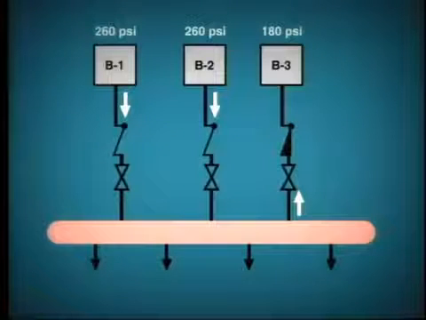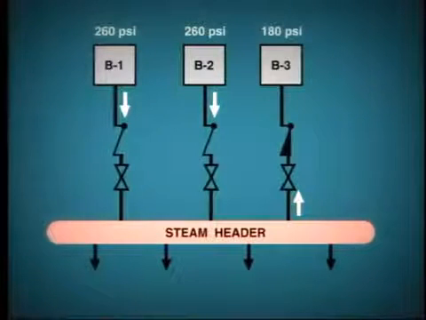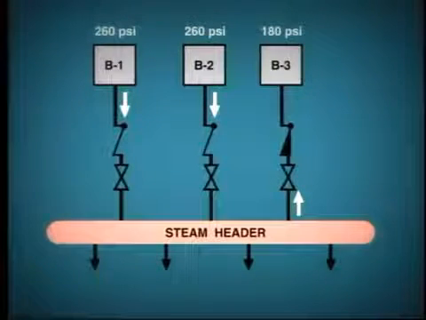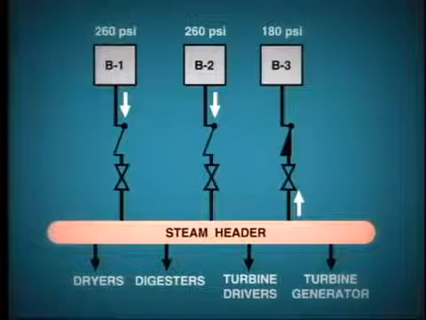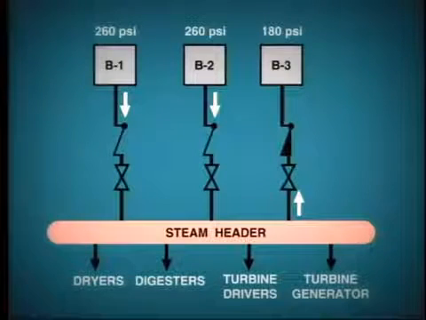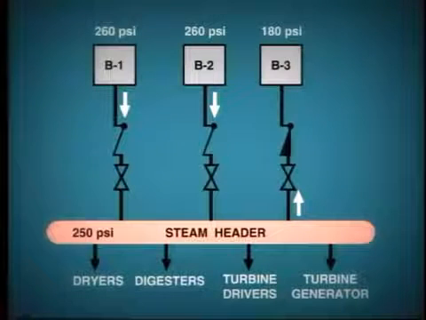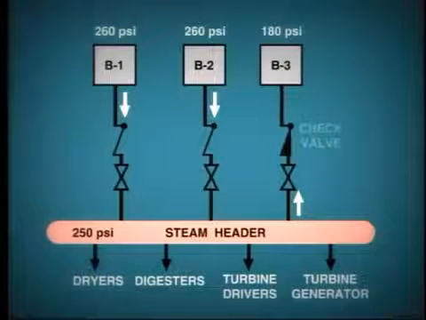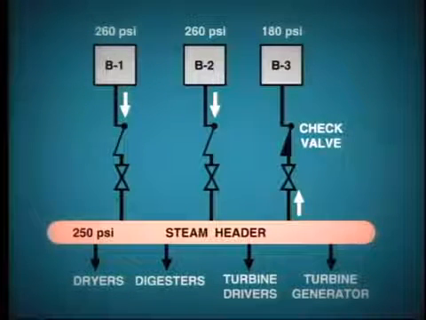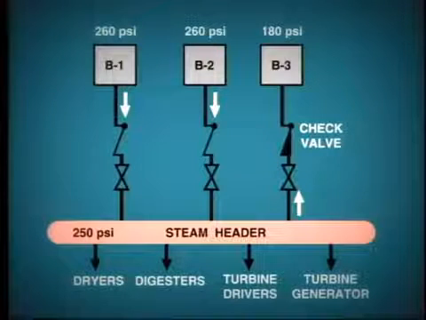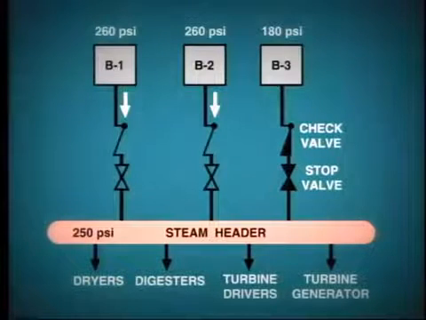In many industrial installations where steam is employed, the boilers feed into a common header like this. Steam then flows from the header to the various items of plant, such as dryers, digesters, turbine-driven pumps, and perhaps a turbine generator. In this arrangement, the steam pressure will be relatively low, say 250 to 500 psi. Each boiler is fitted with a non-return or check valve to allow boilers to be floated on or off the header to meet steam demand. Stop valves are fitted in each boiler to permit them to be isolated at times when maintenance is to be performed.